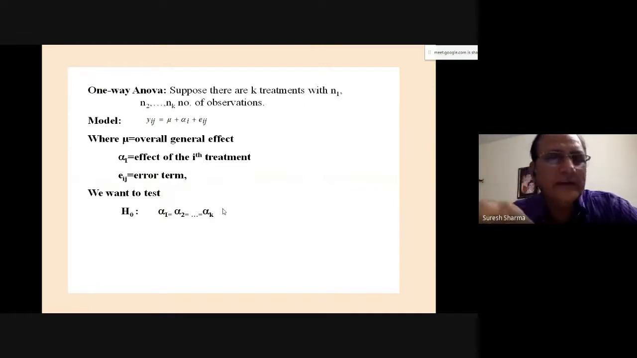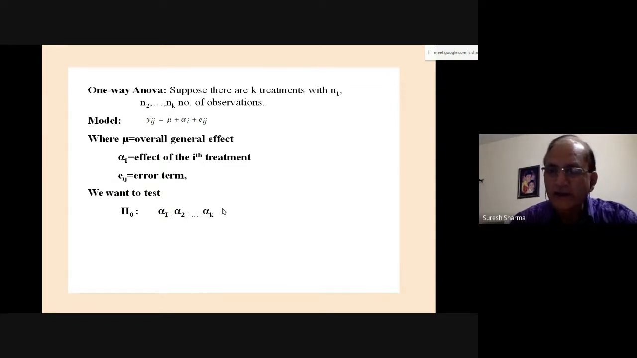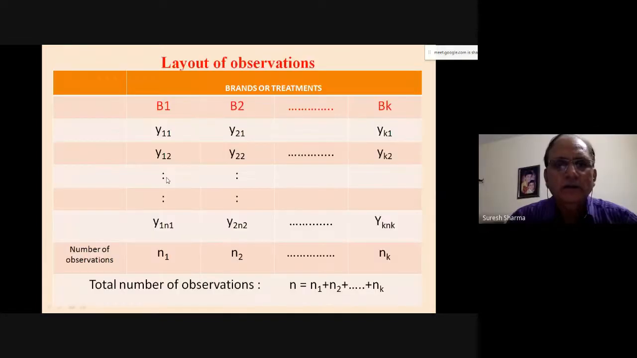But suppose I reject this hypothesis. Then obviously there are differences in brands. The first question will come: which brand is better? Which comes at number 2? Which comes at number 3? And the answer to this is given by one-way ANOVA. You follow my point? So let me just repeat: the systematic procedure of splitting this total variation into two components is basically called analysis of variance.